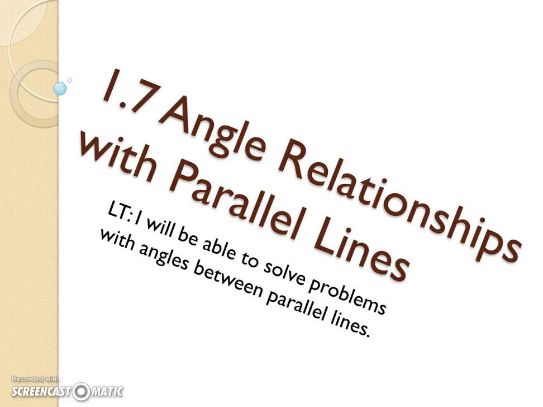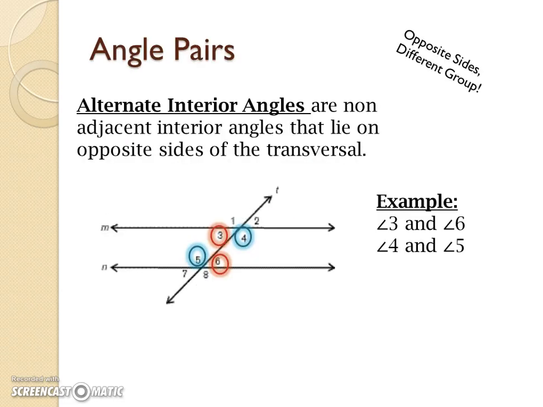Looking at 1.7, angle relationships with parallel lines. We're going to take a little bit of notes here. So the idea is we have alternate interior angles. They're non-adjacent interior angles that lie on opposite sides of the transversal. So our alternate interior means inside the parallel lines.